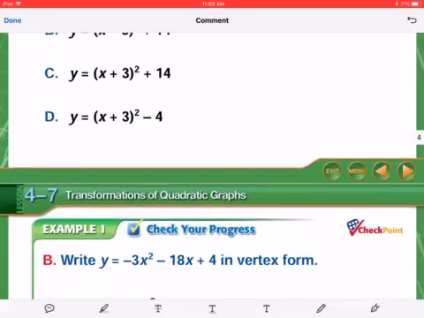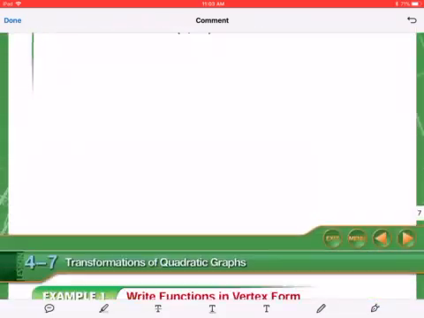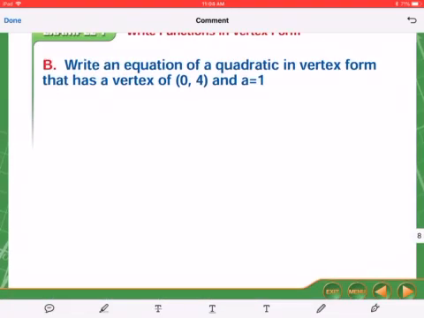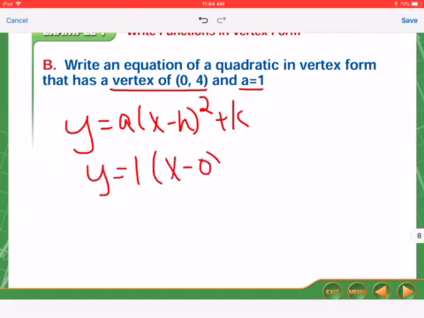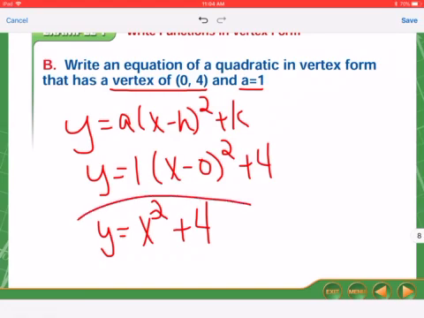So the next couple are identical to what we just got done doing, so I'm going to skip those, and I'm going to move down to this equation. We are given the vertex is 0, 4, and we're given a is 1, so we can jump straight into vertex form. So y equals a times x minus h squared plus k. So we're going to plug in this information. So y equals 1 times x minus 0 squared plus 4. And then we're going to simplify. We don't need the 1 in the front because anything multiplied by 1 is the same thing. And then x minus 0, I don't need to worry about that minus 0. So my final equation is y equals x squared plus 4.